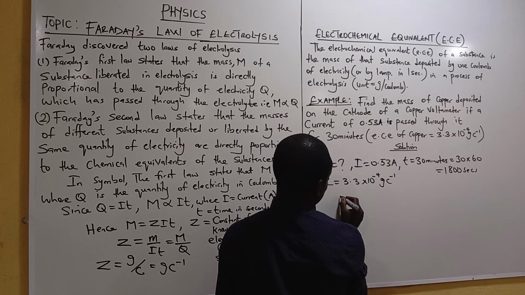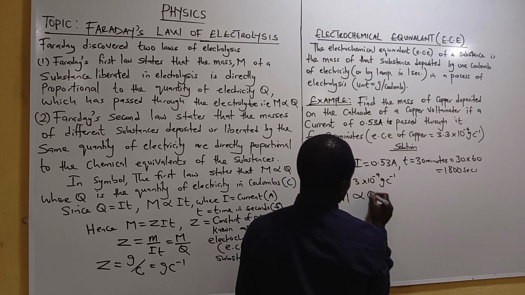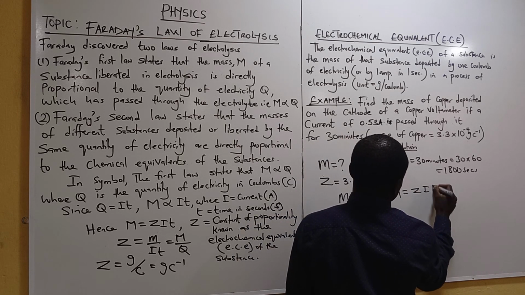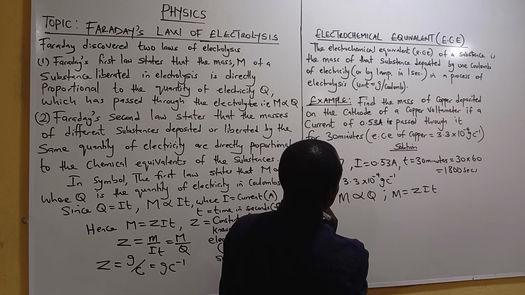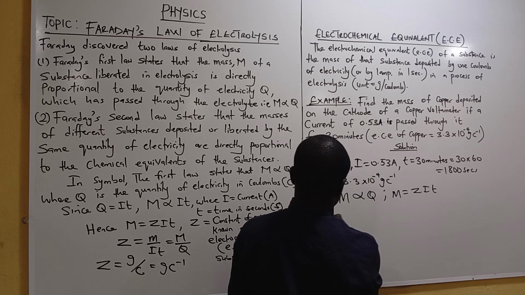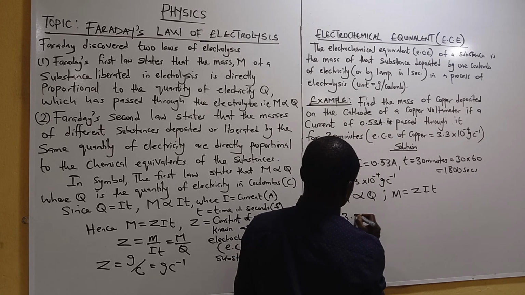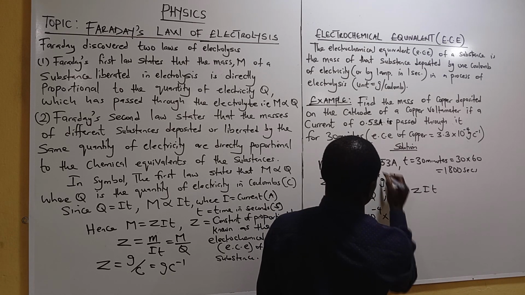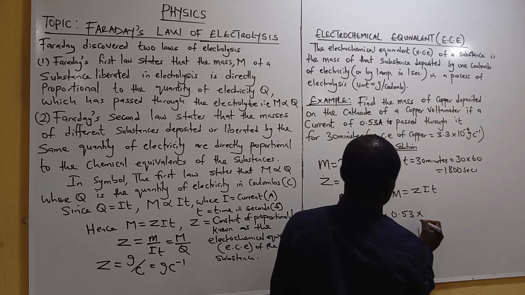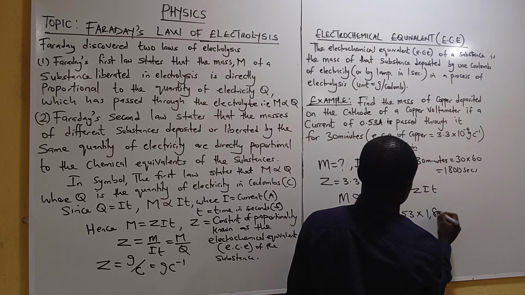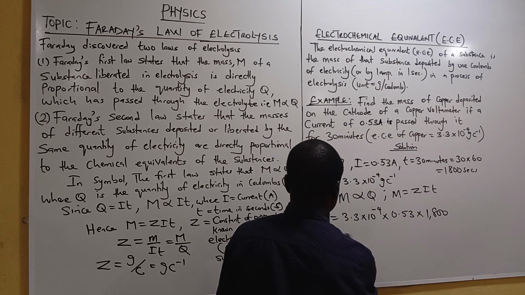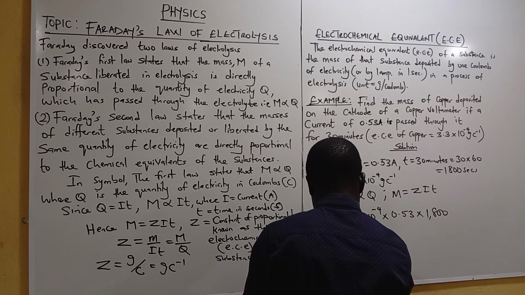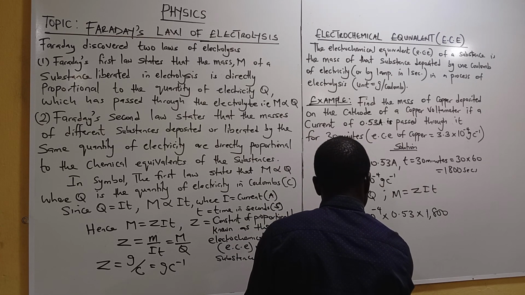Now write the formula. Mass is directly proportional to Q. You know that M equals ZIT. You are looking for mass. Now you have Z to be 3.3 times 10 to the power minus 4. What's the current? 0.53. What's the time? 1800. When you press your calculator, you have 0.315 gram.